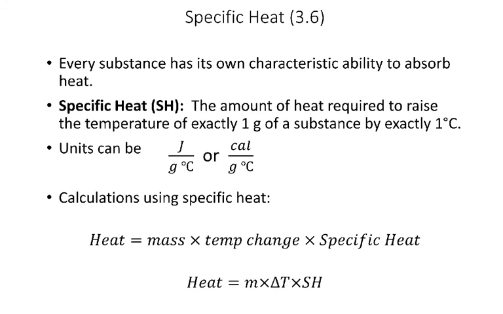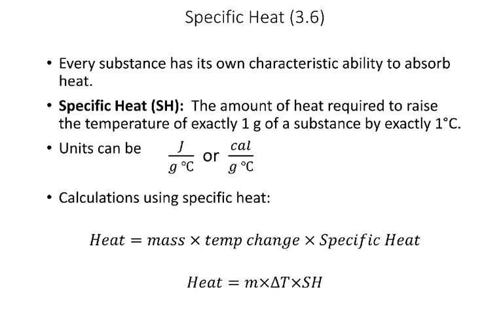This is the amount of heat required to raise the temperature of exactly 1 gram of a substance by exactly 1 degree Celsius. The two common energy units that we use in chemistry are joules and calories, and so we can report the specific heat in joules or calories. Because joules and calories are different sizes, these will have different numerical values.